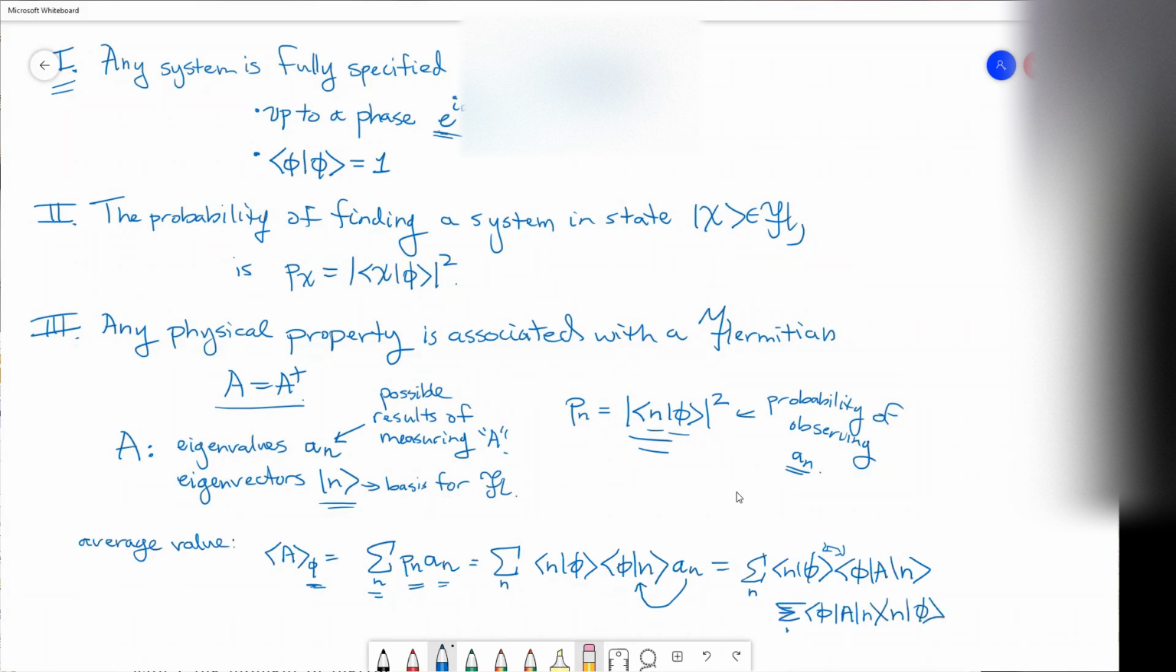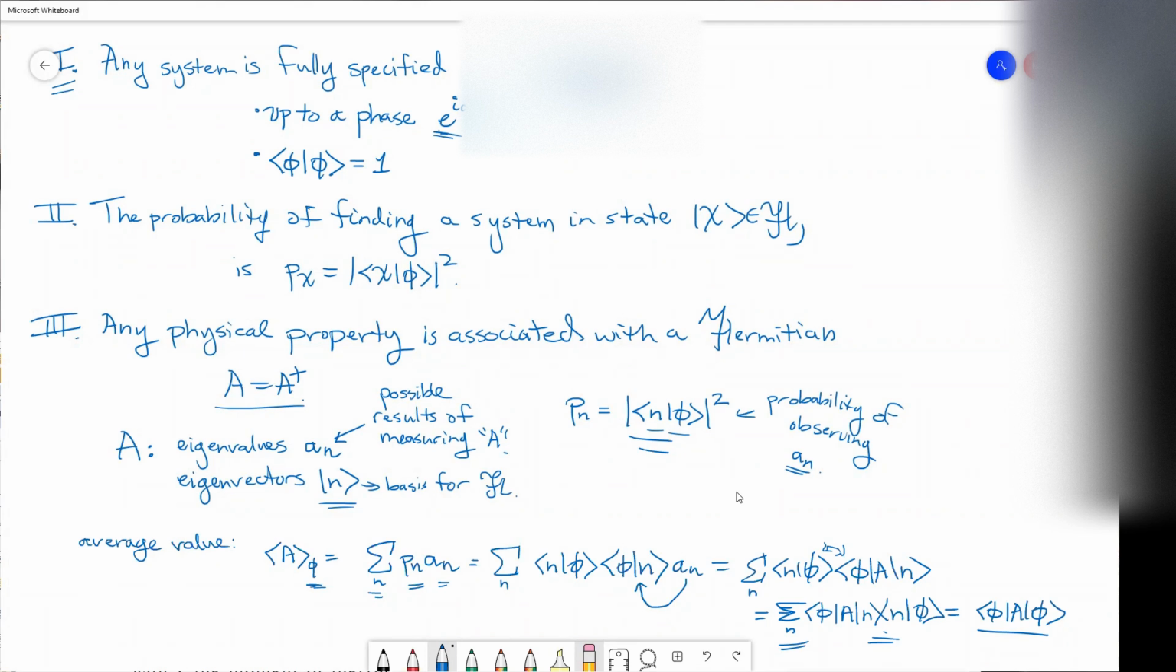We again find the magical completeness relationship, that we're summing over a bunch of projectors onto the basis. So this just comes out as a one, an identity operator. And we get the expectation value. So this is really the heart of quantum mechanics.